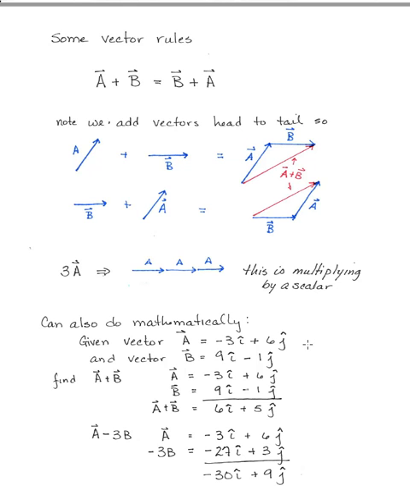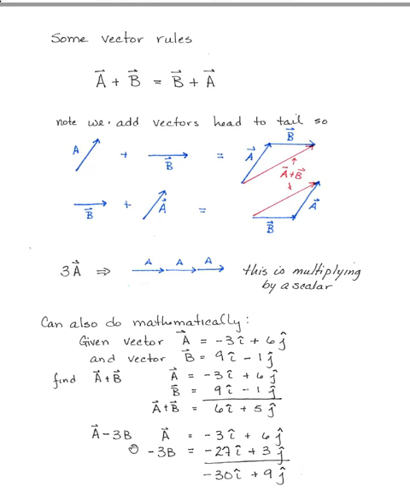So you've probably seen this kind of terminology before. If I'm given a vector A that looks like minus 3I plus 6J, and I'm given a vector B, 9I minus 1J, and I want to add A and B, I'm going to add the I components together, and then I'm going to add the J components together to get my resultant vector.